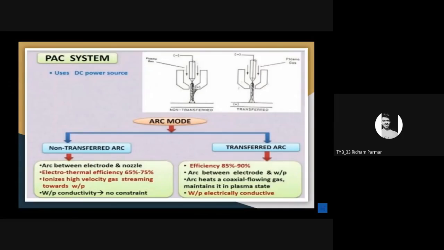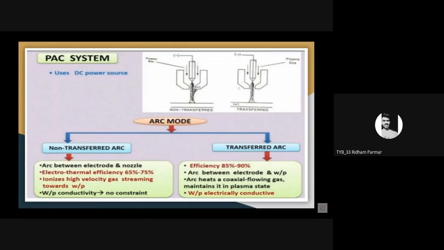Conductive or non-conductive. Now let us discuss the transferred arc. In this case, the arc is maintained between the electrode, which is negative polarity, and the electrically conductive workpiece, which is positive polarity. Note that only an electrically conductive workpiece can be machined or cut by a transferred arc system.